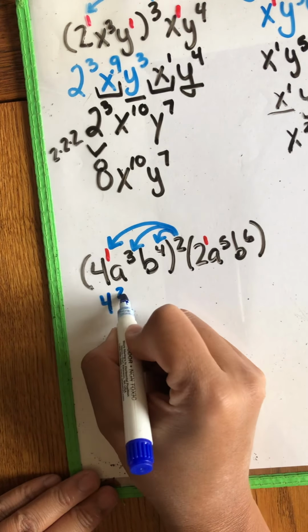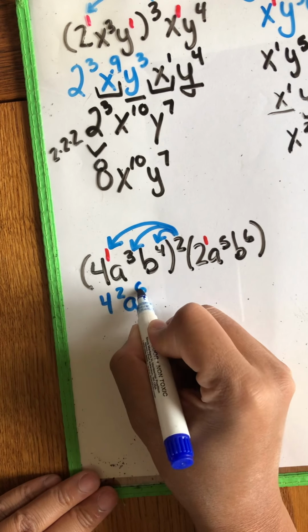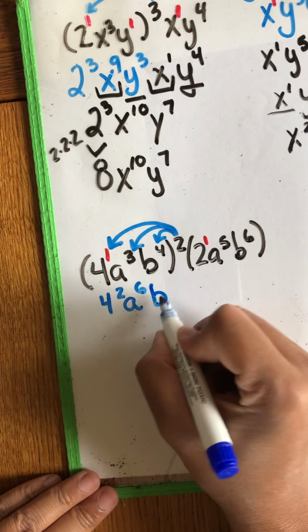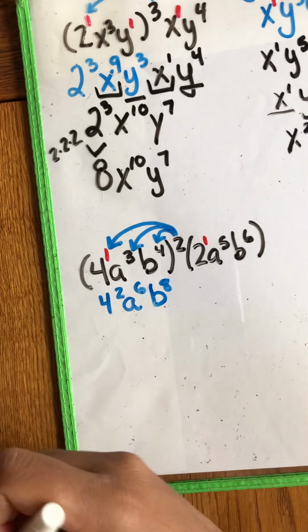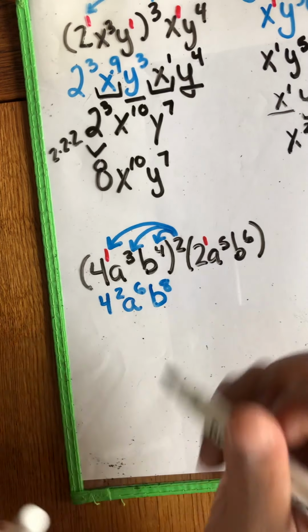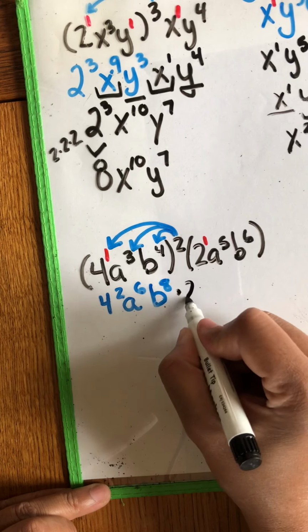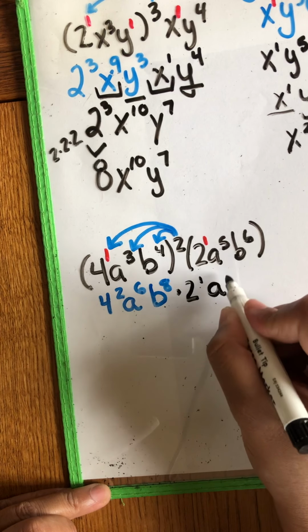This becomes 4 squared, A 6, B 8. 4 squared is not 8. Be careful with that. The second parentheses doesn't have an exponent on the outside, so just bring it down.